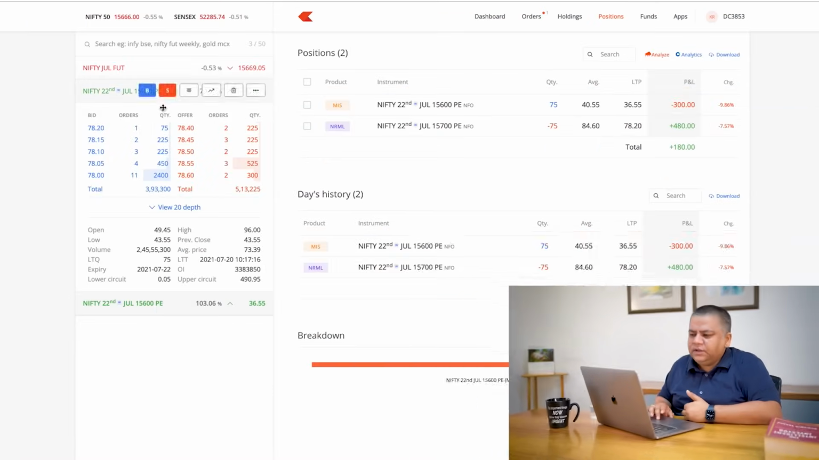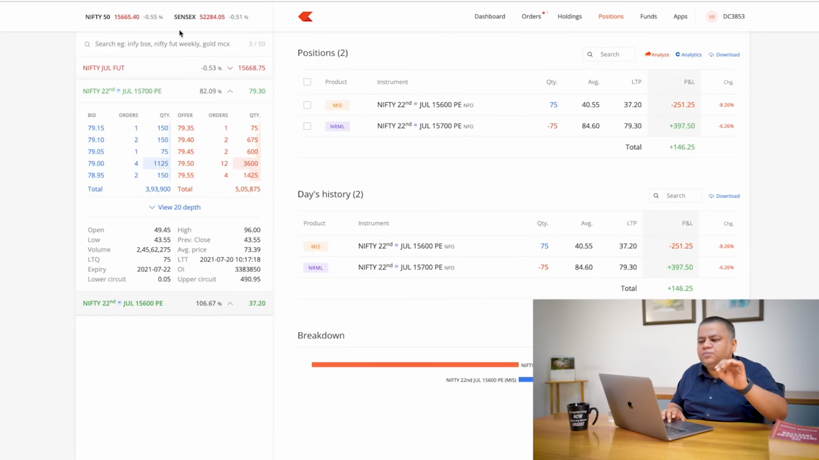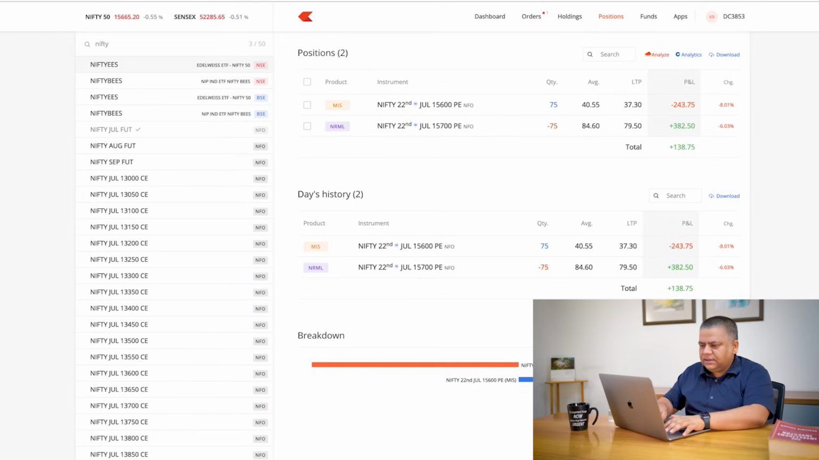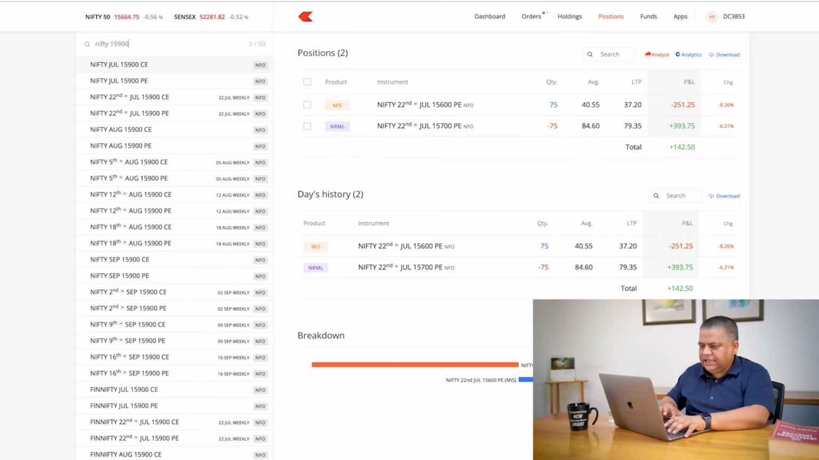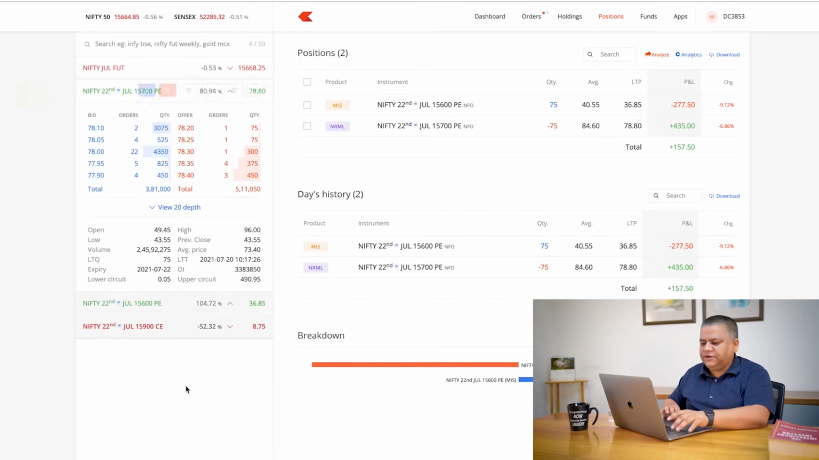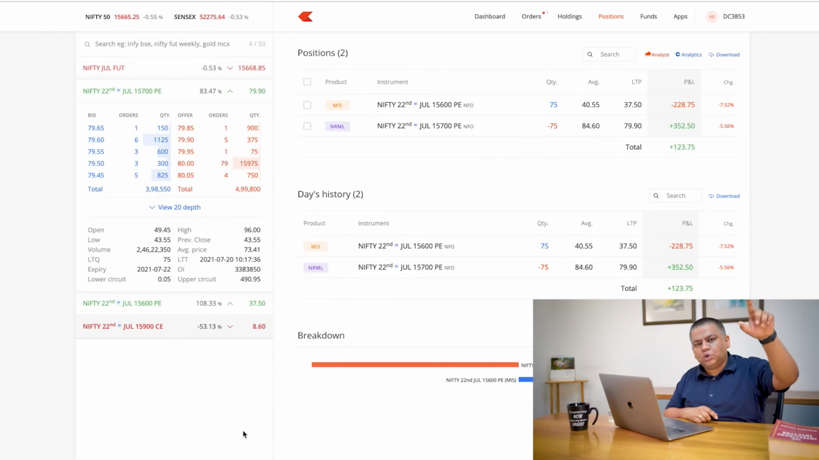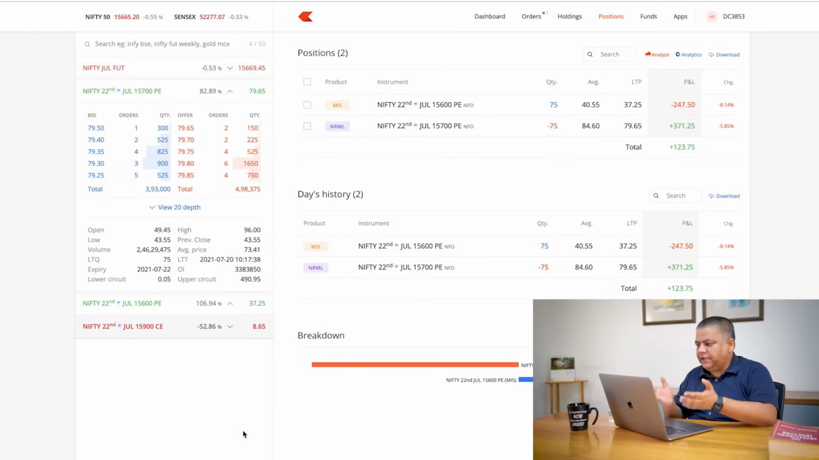How do you know which is American and which is European? You see this PE? PE means put European. If it would have been CE, 15,900 CE, it is called European. If it is PA and CA, it will be put American and call American. So we in India trade European options on Nifty index, and these can be exercised only at the time of expiry, but then they trade in the market.